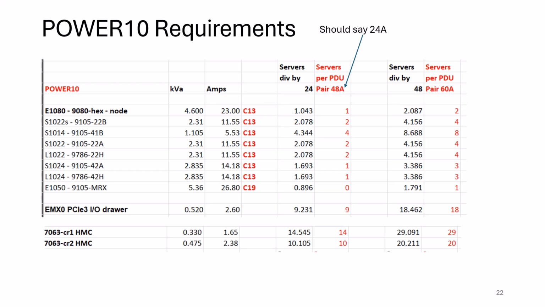So you can see that for the E1080 I just need 2 PDUs, and I can have other things on there because I'm only using a certain number of kVA, a certain number of amps, but I use this to keep track of it and for doing all my planning, and I find it to be really helpful.